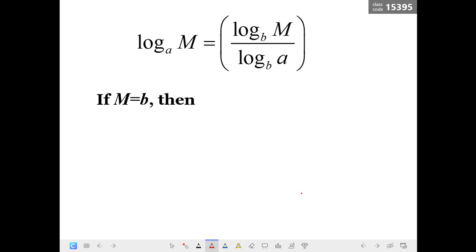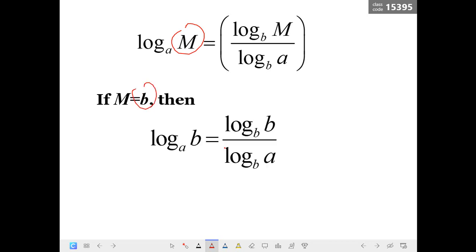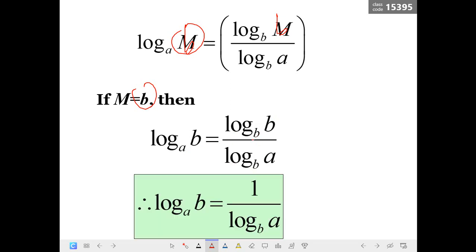Okay, if M is equal to B, then change all to base B. Log B to base A is equal to log B base B over log A base B. Then you get log B to base A is equal to 1 over log A base B. Same base: log B base A is equal to 1 over log A base B. Okay, example.